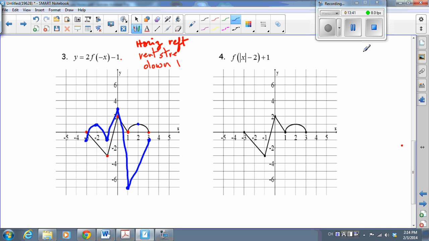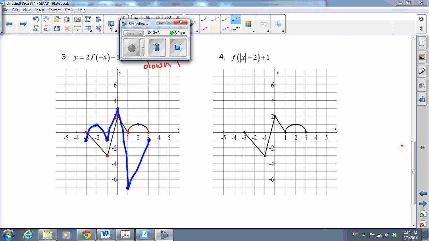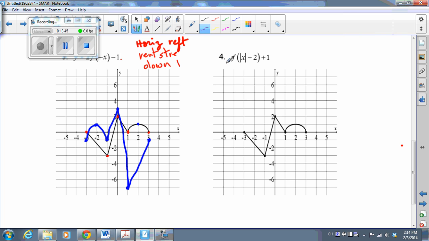One last one. For this last one, the first thing I have is the absolute value of x. And I can say, well, with the -2, it went to the right.